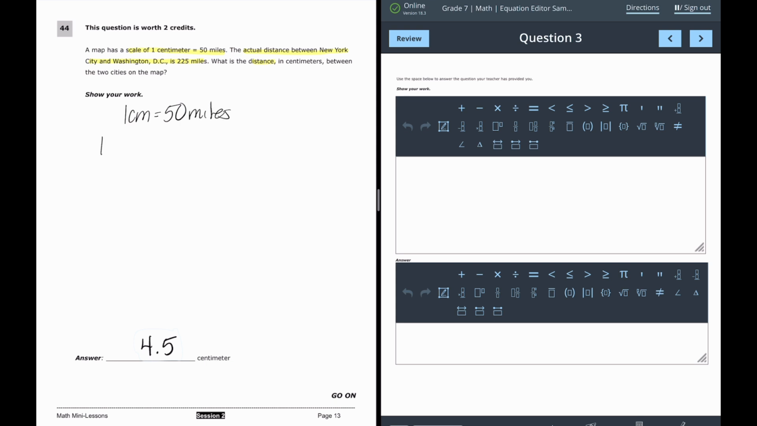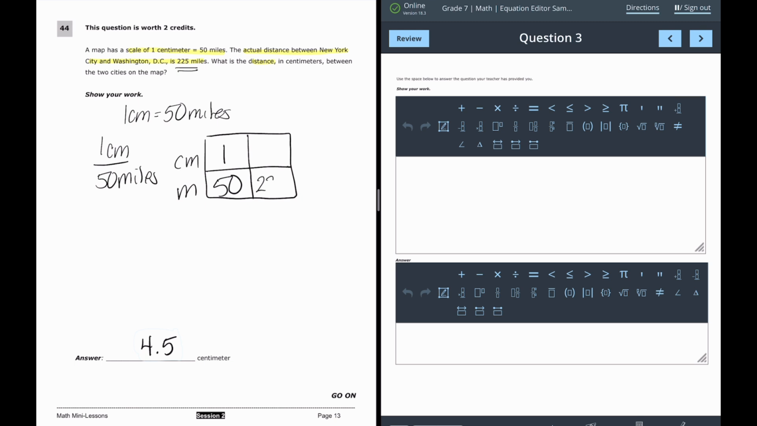So I'm going to write this in a ratio table. Centimeters, miles, 1 to 50, that's my given ratio. And they're telling us that the real one is 225 miles. So just put it in the same miles category. Here's the number. Now, you could look to see how many 50s give you 225. It's not going to be a nice easy number. I can't just multiply something by 50 and get an easy number here, but you can cross multiply.